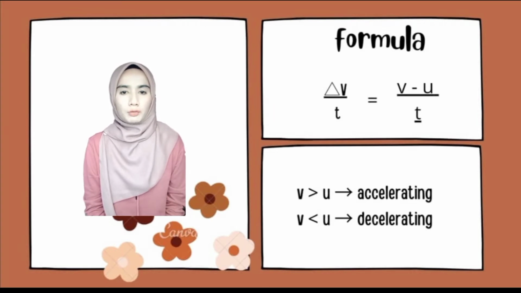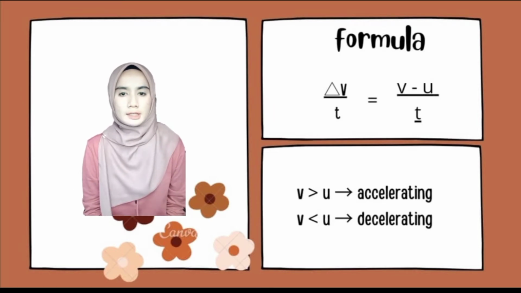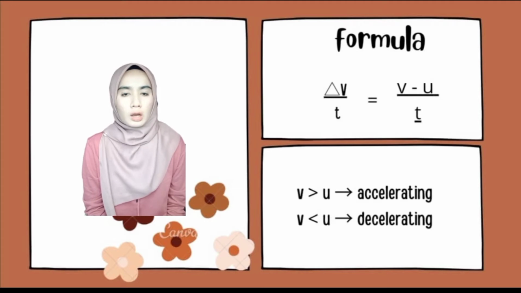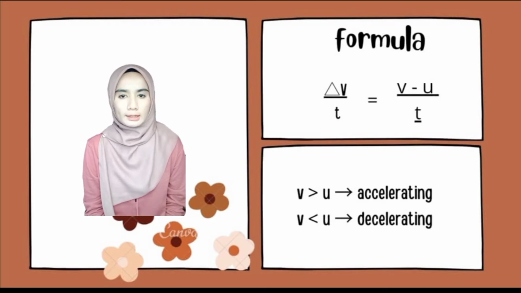So when the final velocity is greater than u, we can say that the object is accelerating, and when the final velocity is lesser than the initial velocity, which means the car goes slower and slower, the car is decelerating.